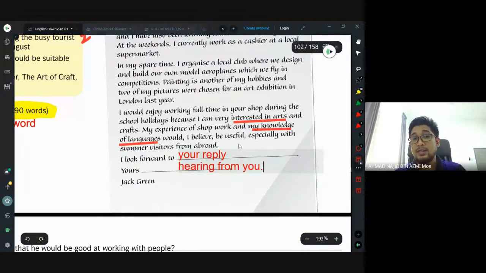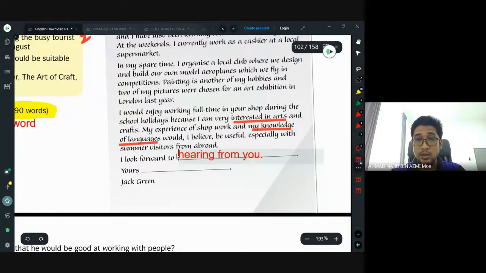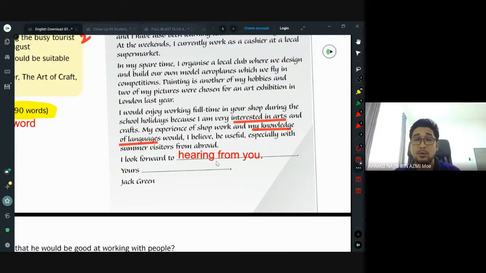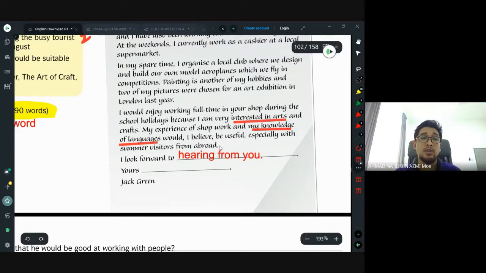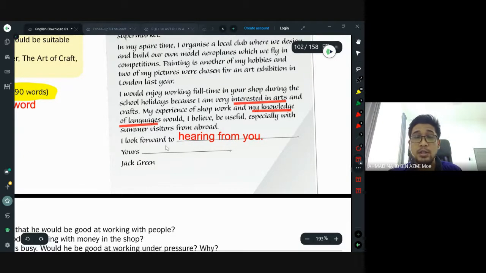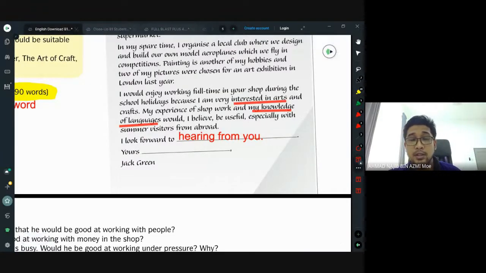Now this might sound weird to some of you. Kenapa to hearing? But this is how you use it in English. Forward to hearing. Bila kita habiskan surat rasmi. Surat tak rasmi pun boleh juga buat macam ni. Tapi biasanya kita lebih gunakan dalam surat rasmi lah. Look forward to hearing from you. So walaupun ada to kat sini, tapi here dia bukan root word. Dan saya tak nak masuk pada grammar dia lah pasal ni. Because that's a different story. Today kita nak cerita pasal surat saja.